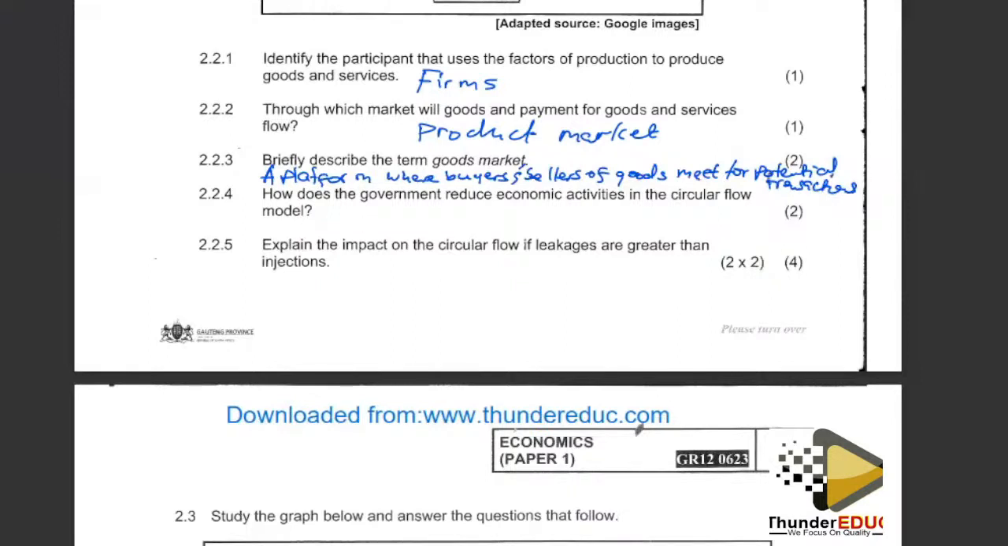Okay, right, great talk. So now let's move on to the next question. The next question, we have 2.2.4. And our 2.2.4 reads as follows. How does the government review economic activities in the circular flow? So remember, these economic activities, I told you that we check the level of employment, also check if businesses are making profit, also check the performance of the imports, also check the performance of the exports, also check the level of consumption by the household.